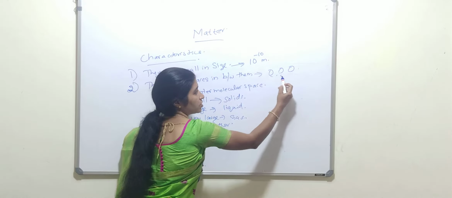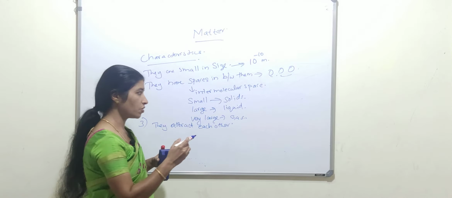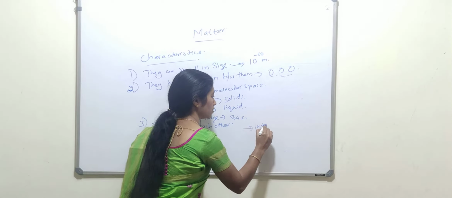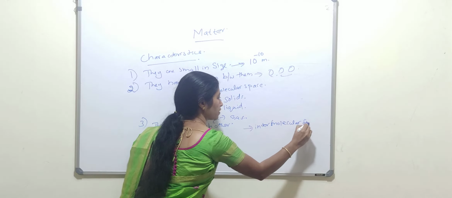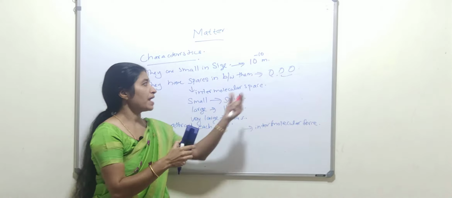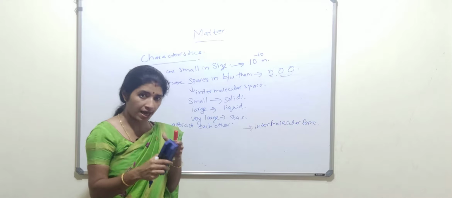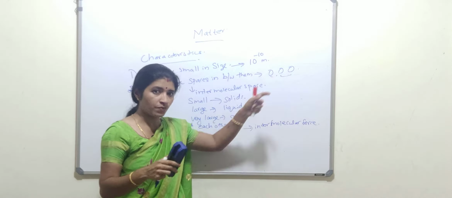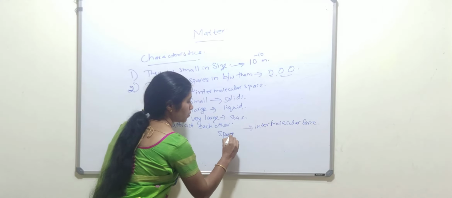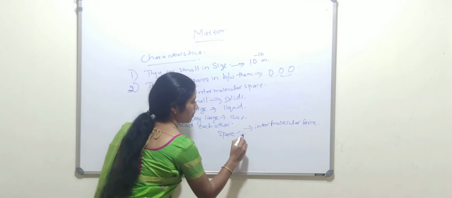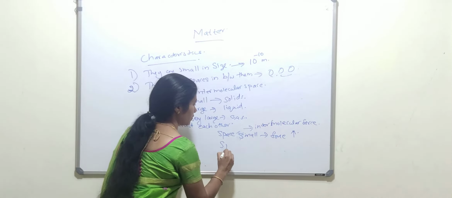These two molecules and these two molecules have a force of attraction between them, and this force of attraction is called intermolecular force. If the space between the molecules is very small, then the intermolecular force is very large. If the space between the molecules is very large, then the intermolecular force decreases. That is, if space is small, then force increases. If space is large, then this force decreases.